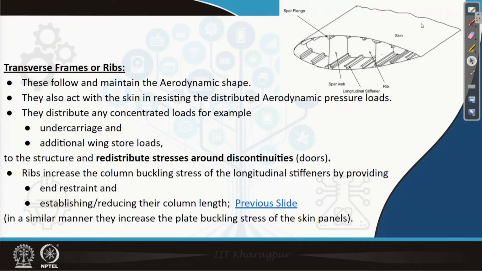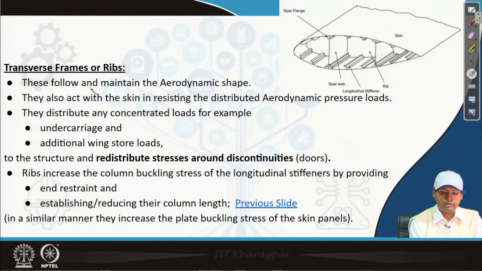So, the transverse frames or ribs, more details on that. These follow and maintain the aerodynamic shape. They also act with the skin in resisting the distributed aerodynamic pressure loads. Whatever pressure loads come on the skin get transferred through the rib. They distribute any concentrated loads, for example, undercarriage load and additional wing store loads.